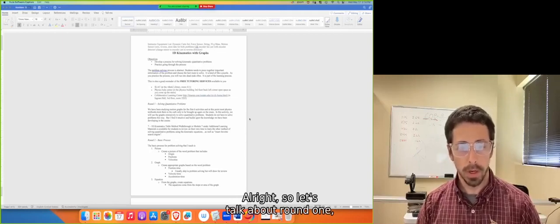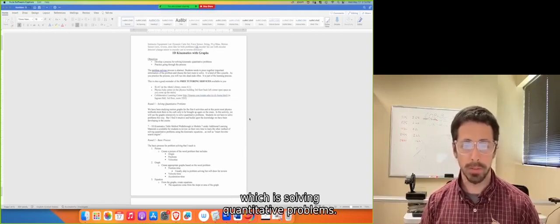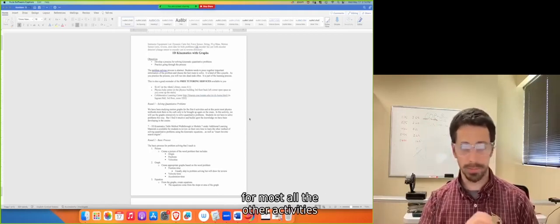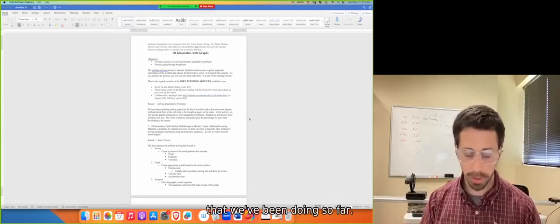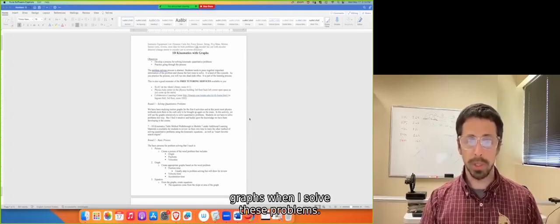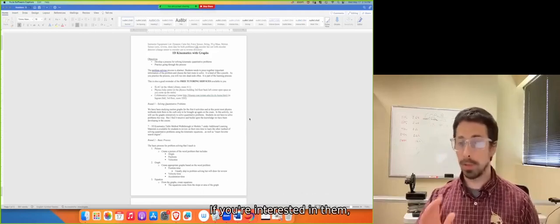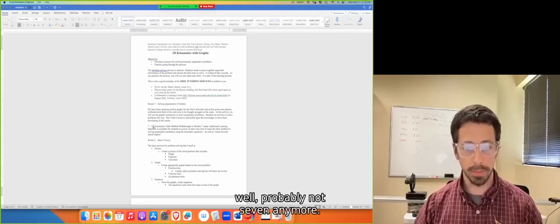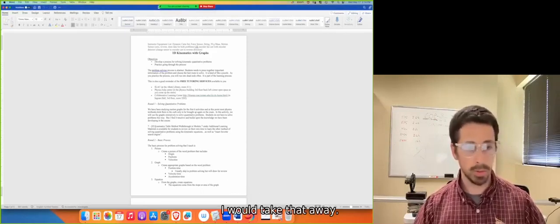So let's talk about round 1, which is solving quantitative problems. We've been looking at motion in terms of graphs for all the other activities that we've been doing so far. And so I'm going to continue to use graphs when I solve these problems. There's other methods to do this. And if you're interested in them, you can look at that one. It's labeled, probably not 7 anymore.